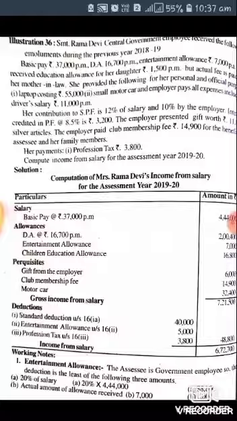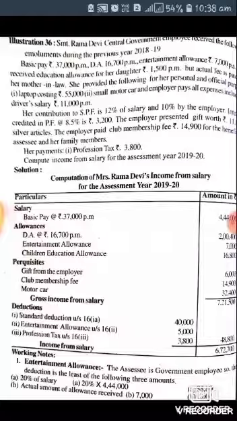So let's see the computation of Mrs. Rama Devi's income from salary for the assessment year 19-20. The basic pay is 37,000 per month, and by multiplying by 12 the total amount is 4,44,000. Here are the allowances which are exempted. DA is 16,700 per month, so multiplying by 12 that is 2,04,000, and entertainment allowance is 7,000 per year, and children educational allowance is 16,800.